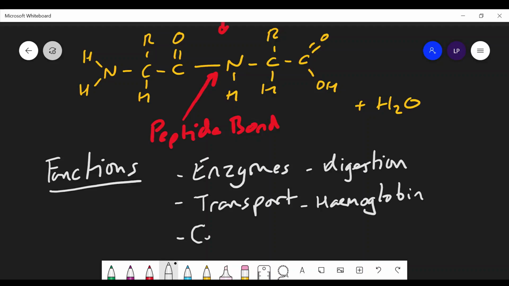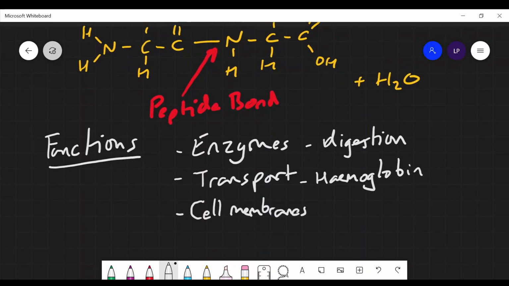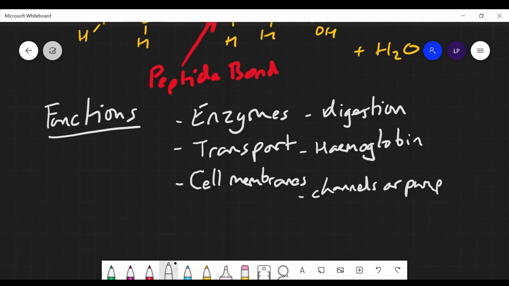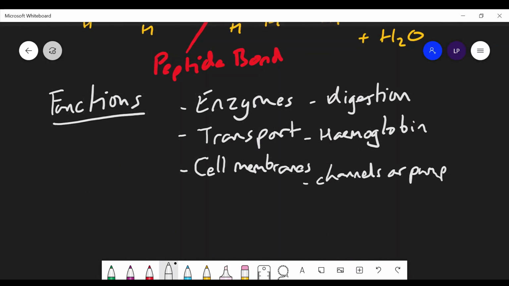Then we have our cell membranes. Now, cell membranes are what surrounds our cells. This controls what goes into our cell and what goes out of our cell. And the proteins there have many different functions. They can be channels to allow things in or out, or pumps to pump molecules in or out. They also have the idea of receptors and enzymes, electron carriers. There are many different functions in the membrane. So it's very important.